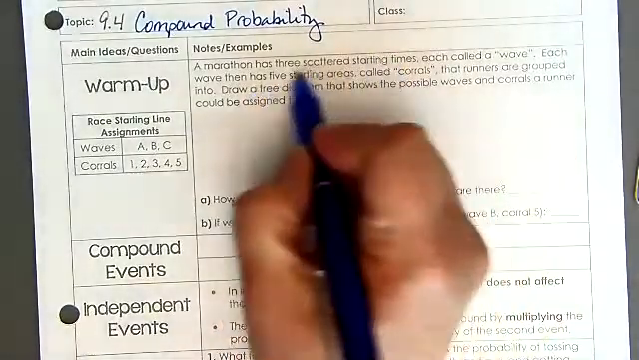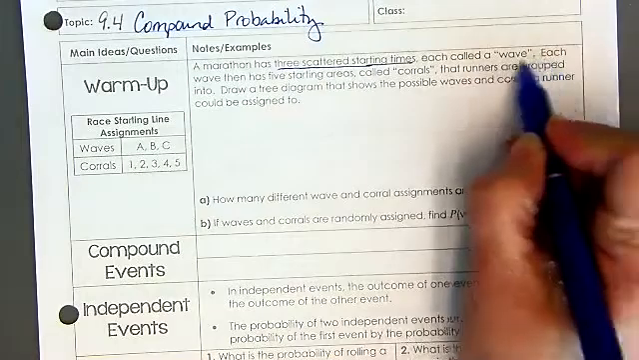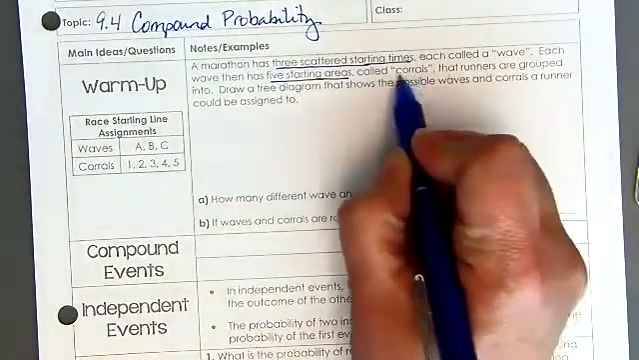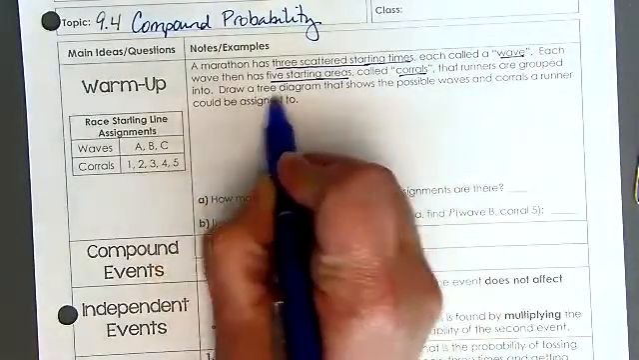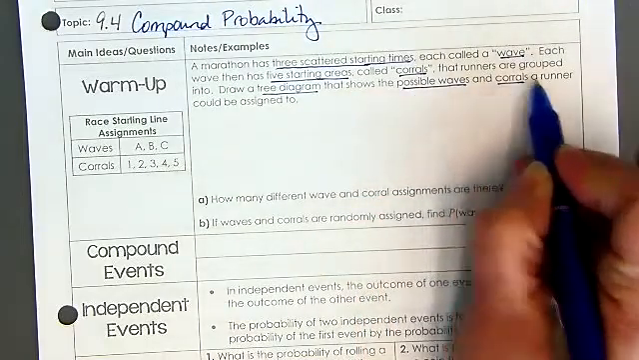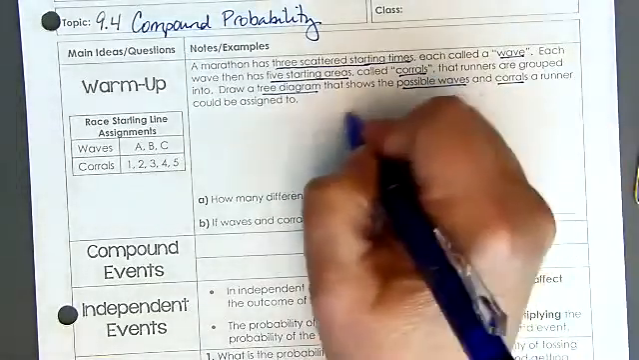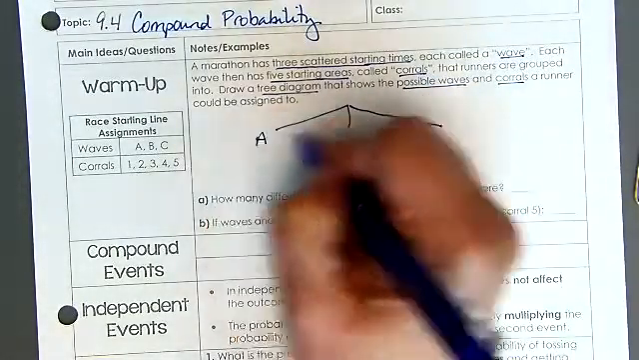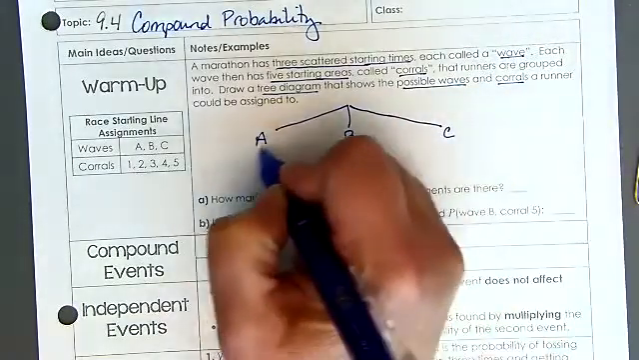A marathon has 3 scattered starting times, each called a wave. Each wave then has 5 starting areas called corrals. So we have a wave and we have corrals that runners are grouped into. Draw a tree diagram that shows the possible waves and corrals a runner could be assigned to. All right, so we have the waves. That's going to be the first division that we have. So we have A, B, C. And then we have the corrals for each one.